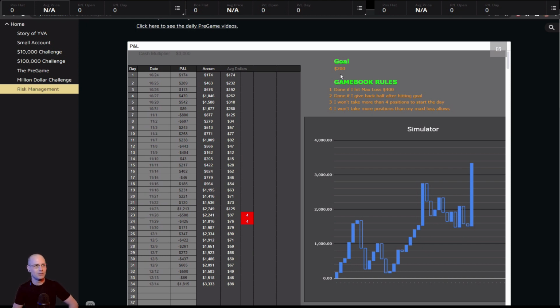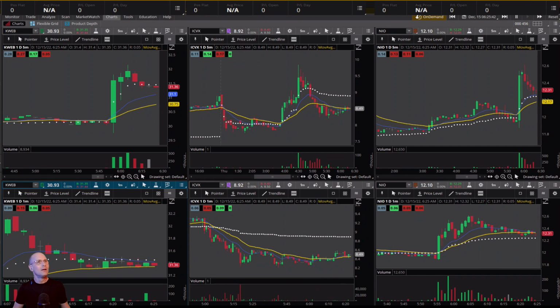My daily goal is $200. So these are my game book rules. I'm done if I hit my max loss of 400. I'm done if I give back half after hitting my daily goal. I won't take more than 4 positions to start the day. I won't take more positions than my max loss allows for. That is a mouthful. So let's get on to the charts.